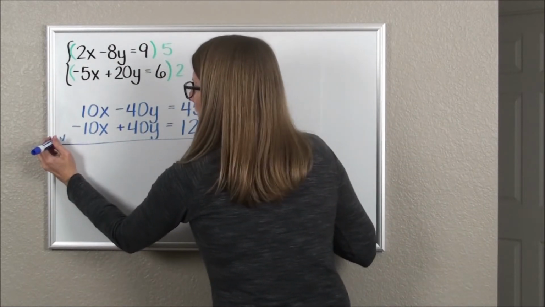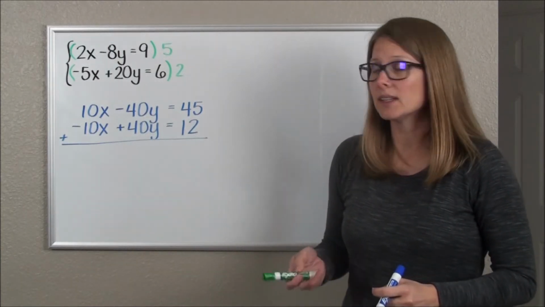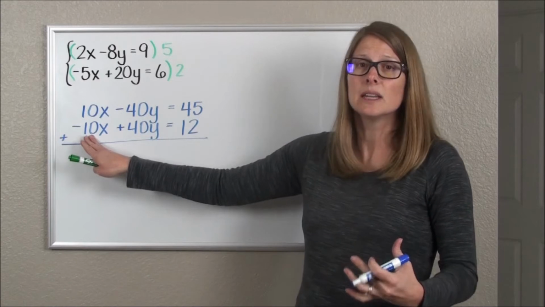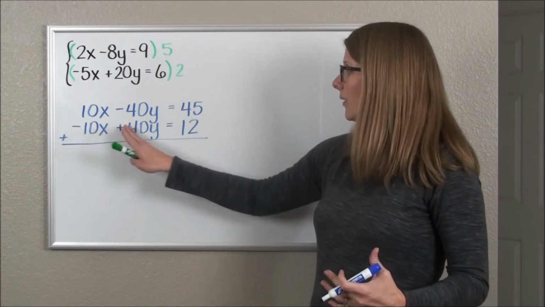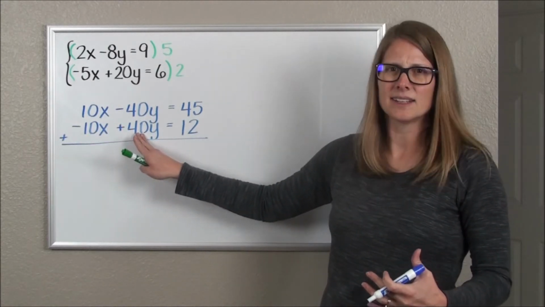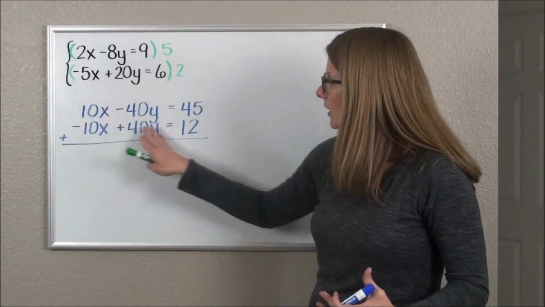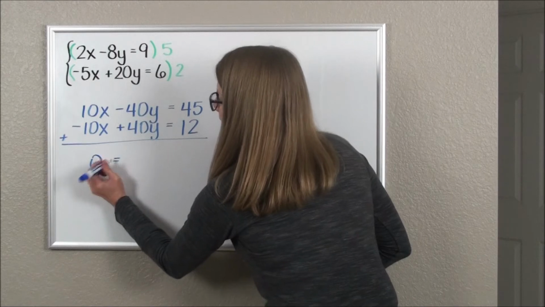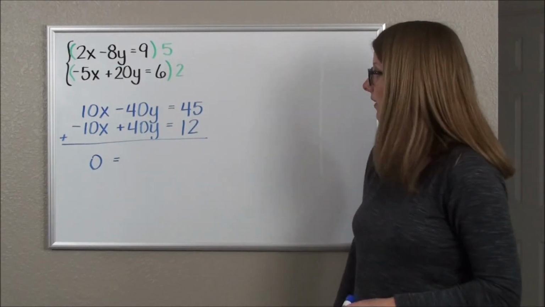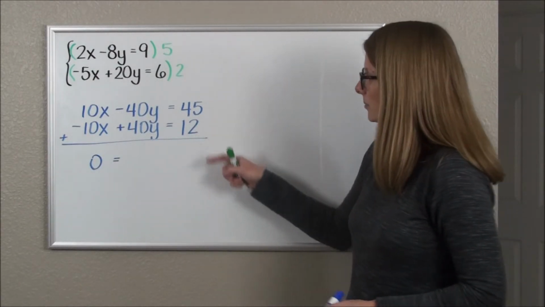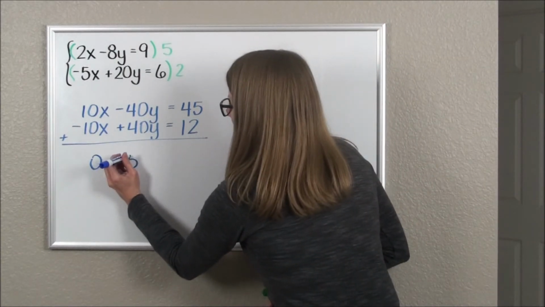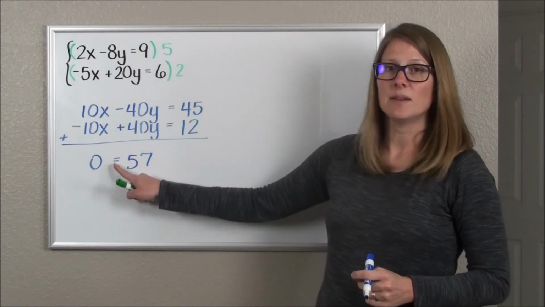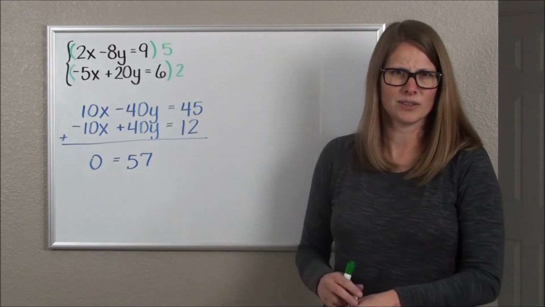So let's see what happens when I add. I do get those x's eliminating, which was the entire point of this manipulation. I was trying to get something to eliminate through the addition. But what also happened was the y's ended up eliminating. And so everything has canceled from the left side of the equation, leaving me with 0 on the left. Just nothing is over there anymore. But on the right, 45 plus 12 gives me 57. So if I told you that 0 is the same thing as 57, you'd say, no, it's not.